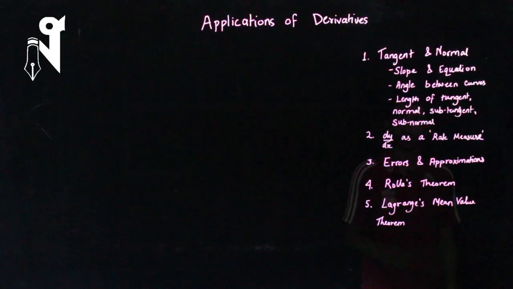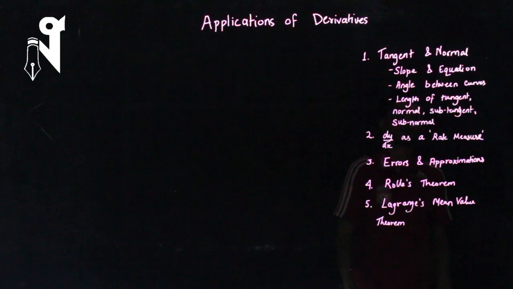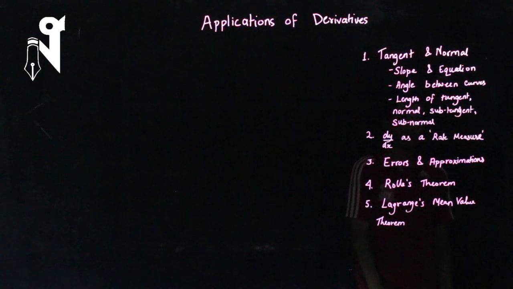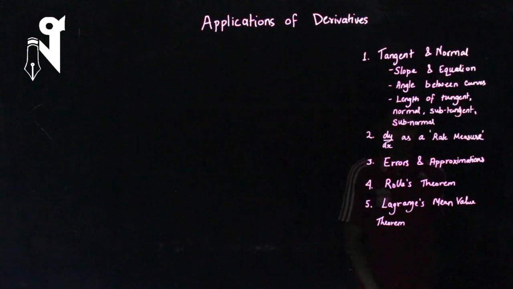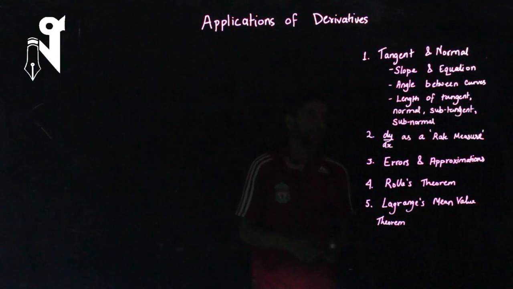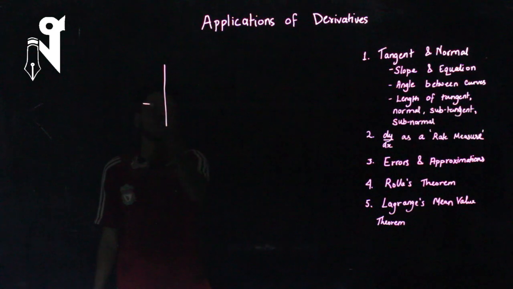Next part is the derivative dy by dx as a rate measure. So for example, velocity is just a rate of change of displacement, acceleration is a rate of change of velocity. So dy by dx as a rate measure. The next part is errors and approximations. There is Rolle's theorem and Lagrange's mean value theorem, and the last two are actually very similar, as we'll see when we proceed.